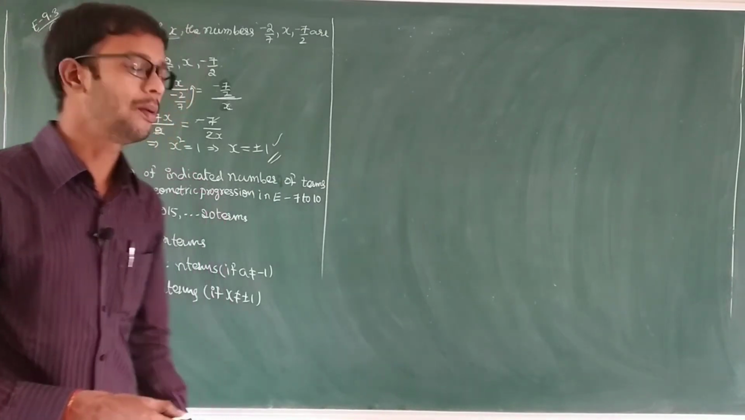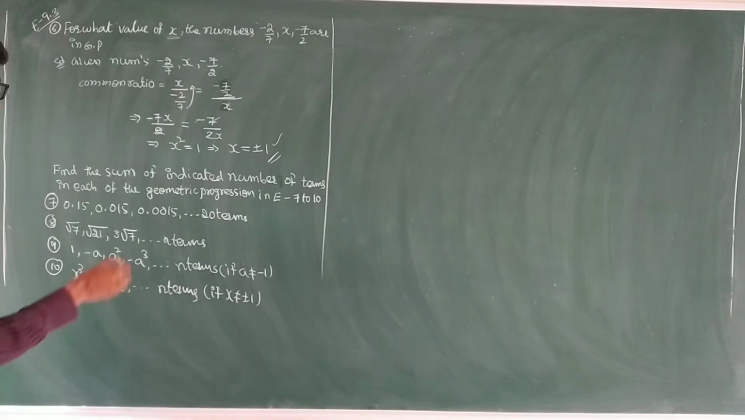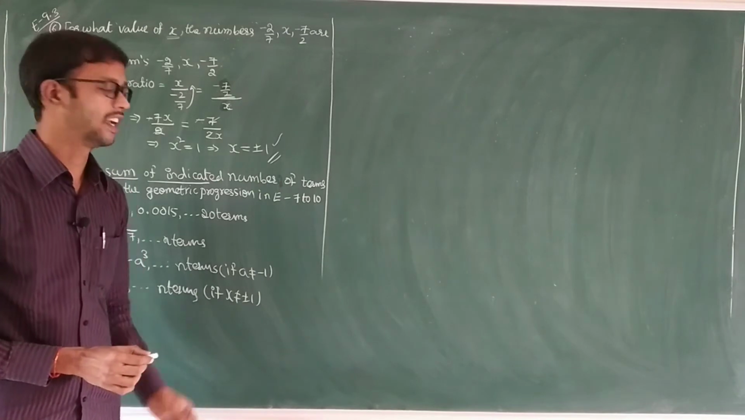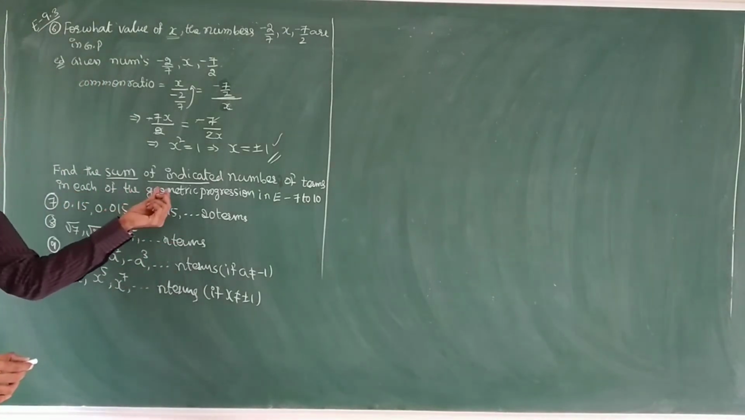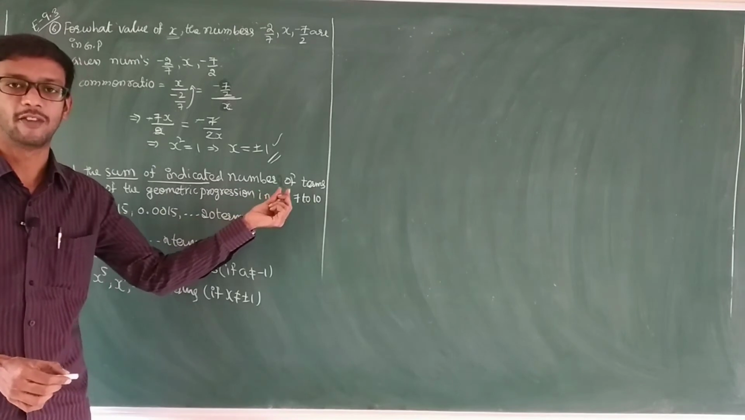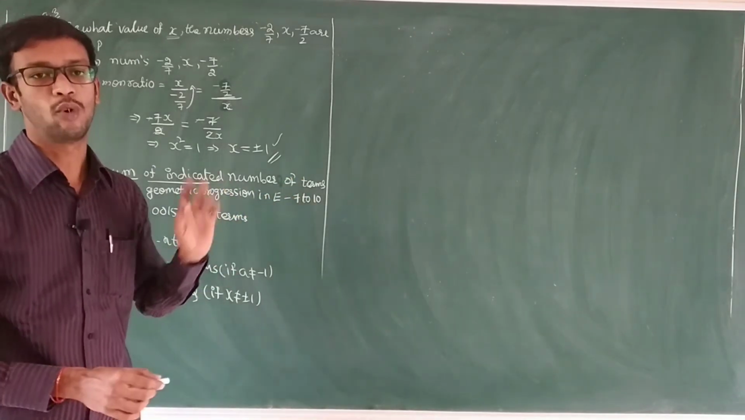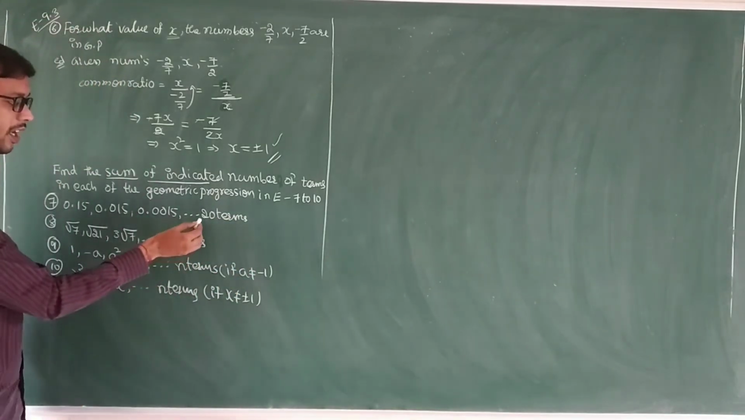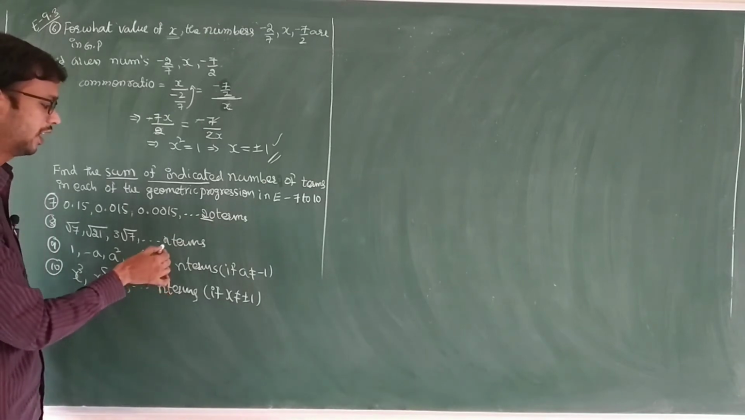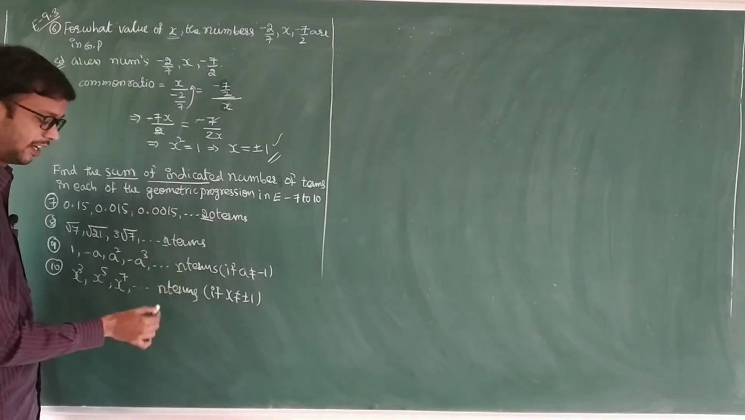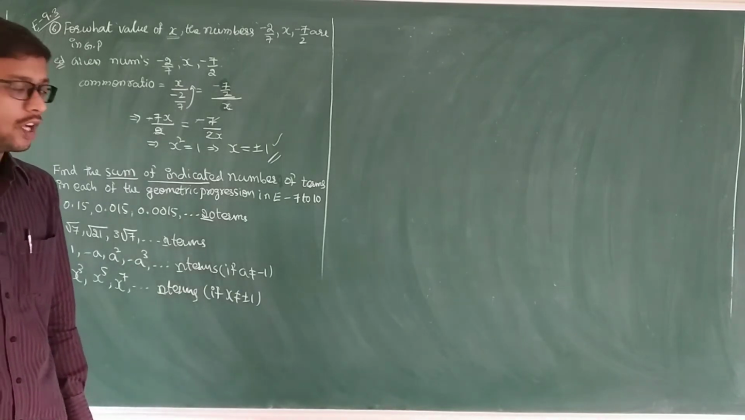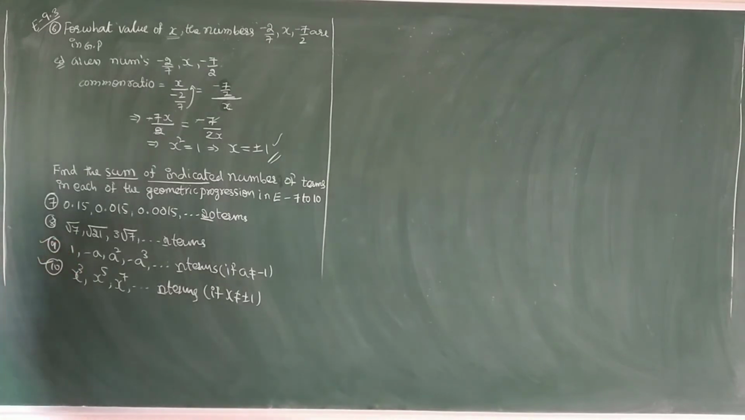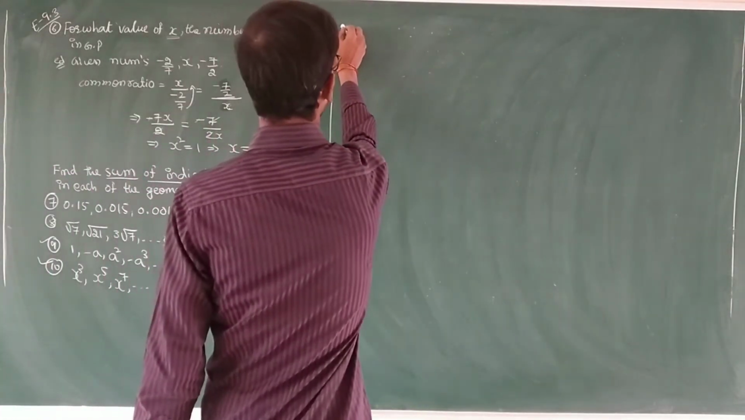Next we observe problems number 7 to 10. These 4 problems ask to find the sum of the indicated number of terms in each of the geometric progressions in exercises 7 to 10. Indicated terms means here we observe 20 terms, so the sum of 20 terms we have to find. Here it is the sum of 10 terms, the sum of n terms. I will explain the first two problems, 7 and 8. You can take 9 and 10 as homework. These are simple problems.